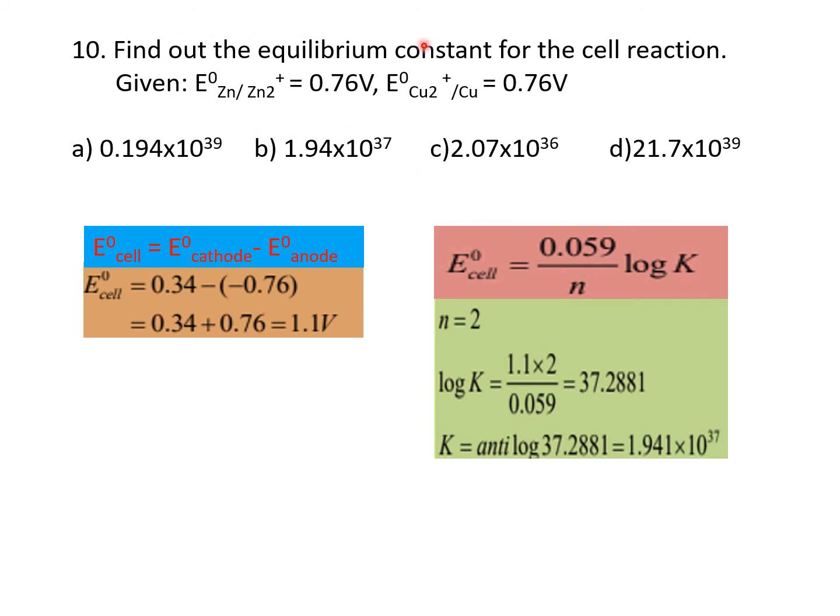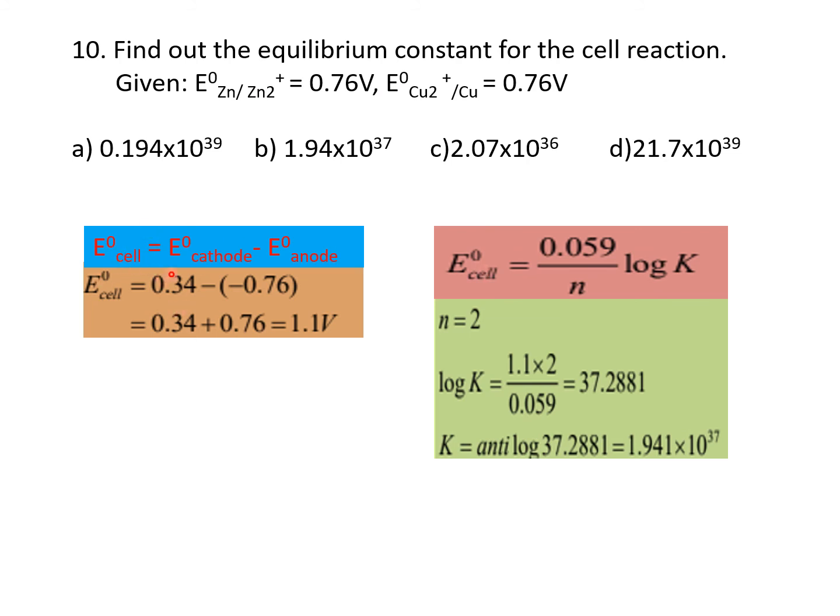Is E naught of the cell given? No, not yet given. Only the electrode potential of zinc and copper is given. If you know the E naught of the cell, then only you will be able to find out the log K, the equilibrium constant. So with the help of the electrode potential of zinc and copper, that is anode and cathode, we can find out the E naught, the cell potential, so E naught of the cell.